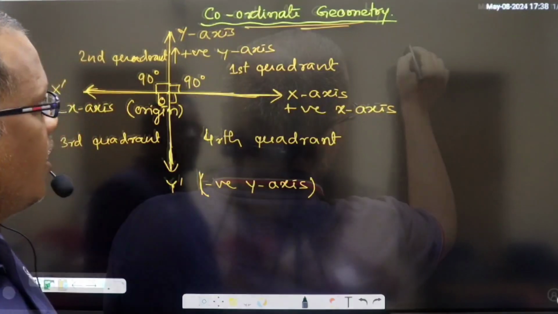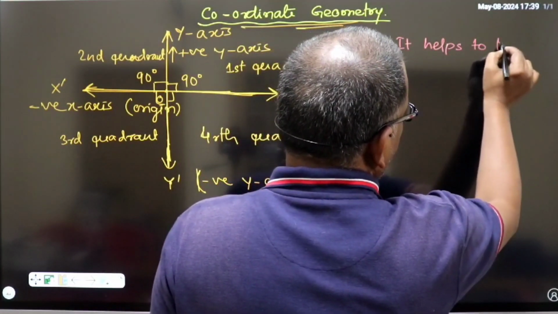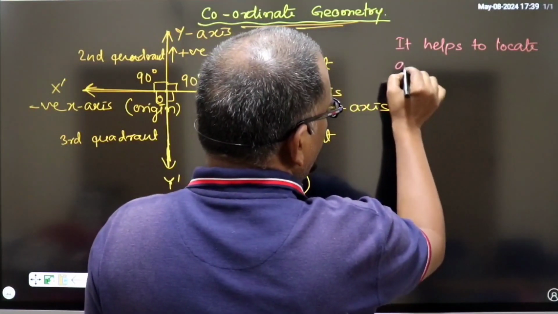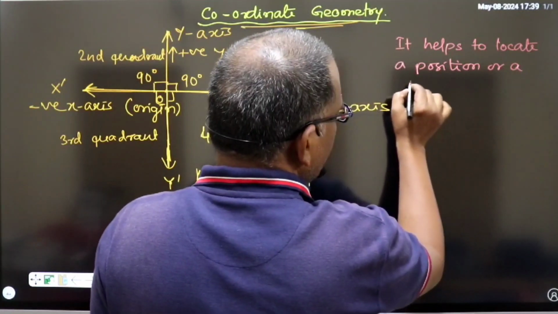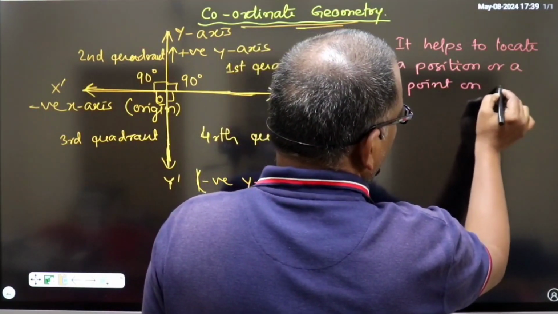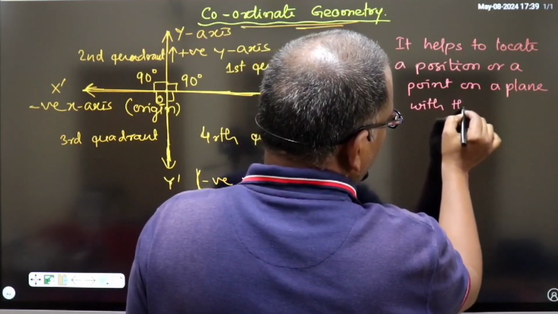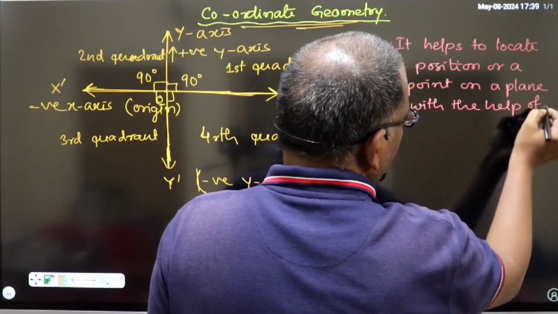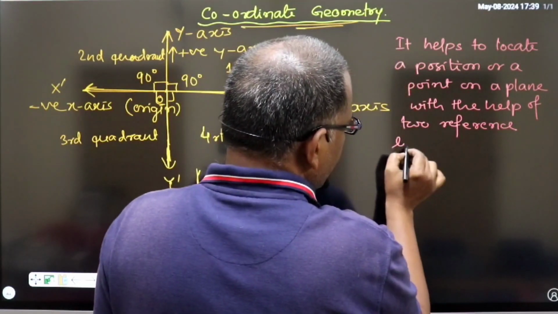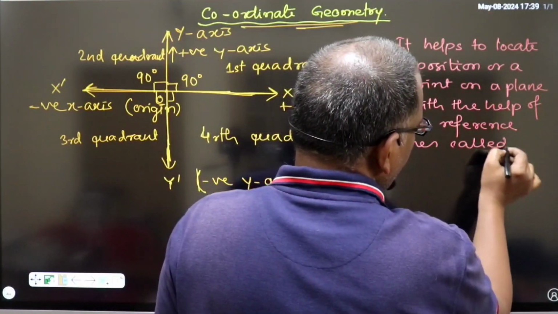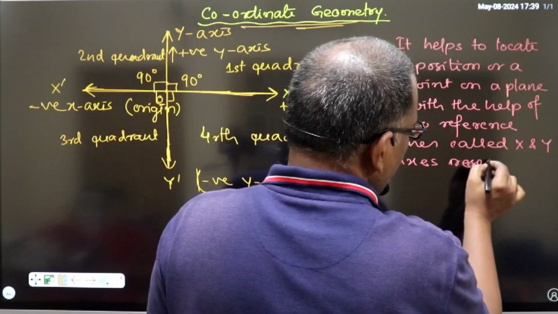Position of points, correct? It helps to locate a position or a point on a plane with the help of two reference lines called x and y axis respectively. Are you getting me?